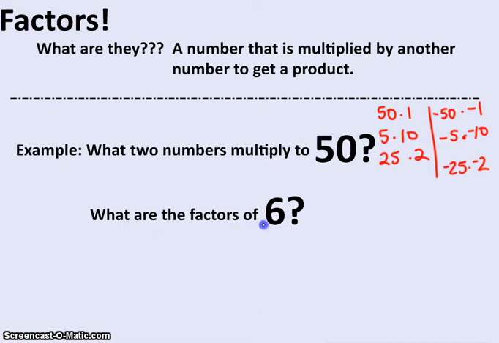So why don't you try right now, pause and give me the factors of 6. Alright, so we have 3 times 2, we also have 6 times 1, and we also have negative 3 times negative 2 and negative 6 times negative 1.